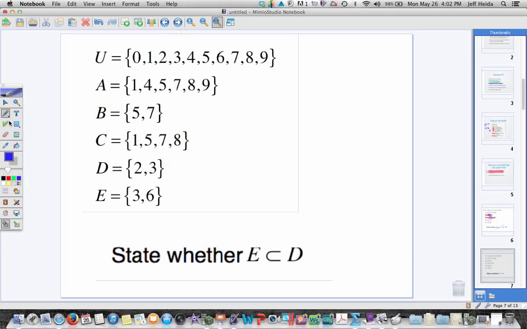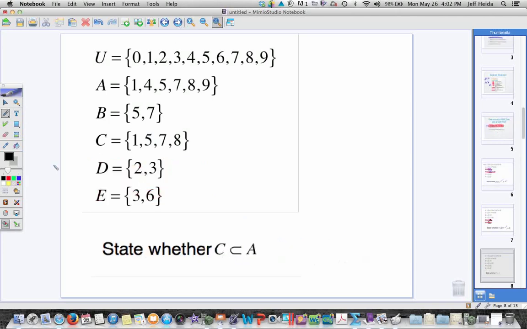Second one, is E a subset of D? So let's look at E and D. If you go to your first element in E, it is 3. 3 is in set D, but when you go over to 6, 6 is not in set D. So in order to make this true, it would have to be E is not a subset of D. And that would be proper notation. You could put a check by that and put yes, after you put the cross line through it, to say E is not a subset of D.